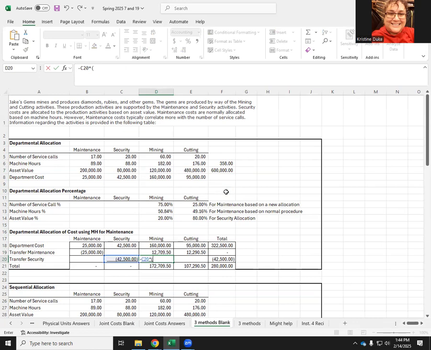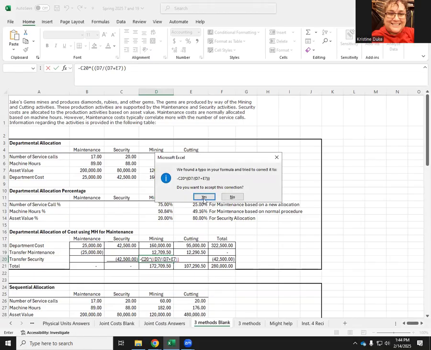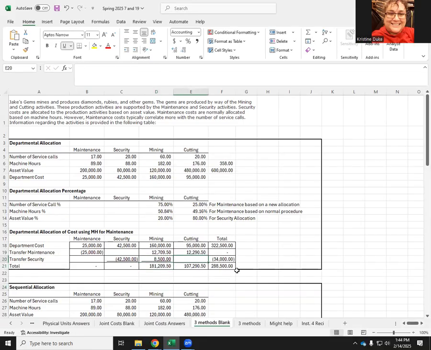Negative this times, and I'm going to need two of these, 120 divided by this plus this, which will equal my 600,000. There we go, 8,500. Same thing. Negative this times this divided by this plus this. There you go. That one's the easiest. It's not the most accurate, but it's the easiest, and I like the easiest.